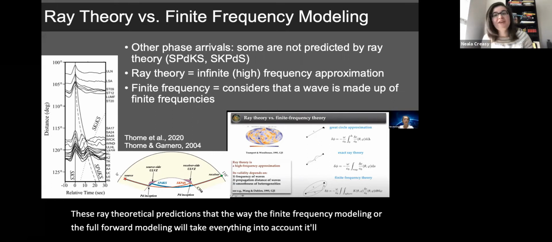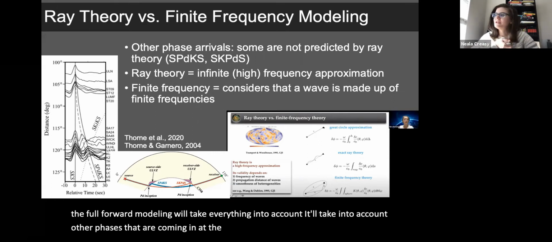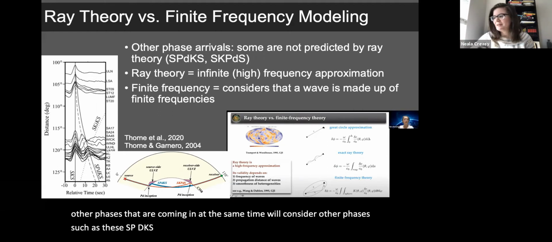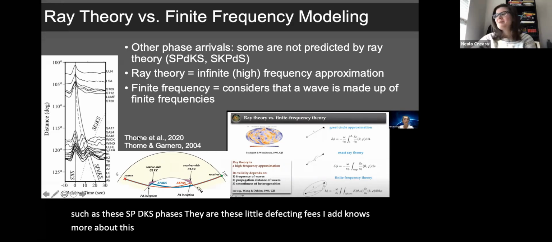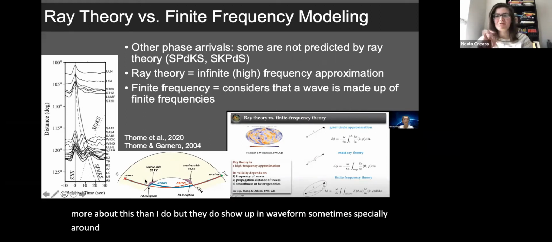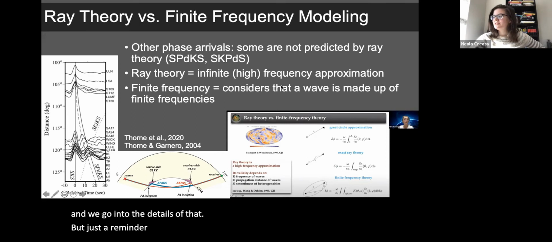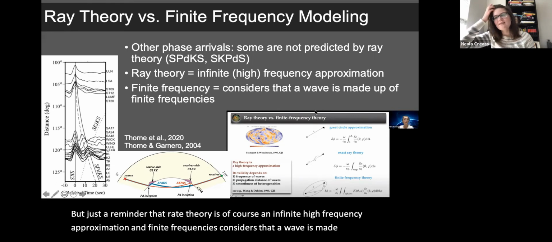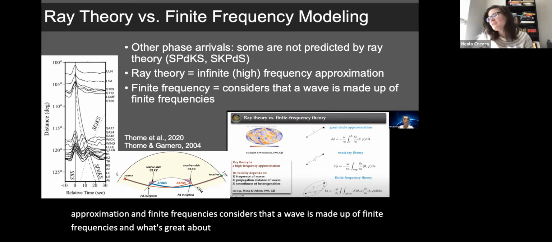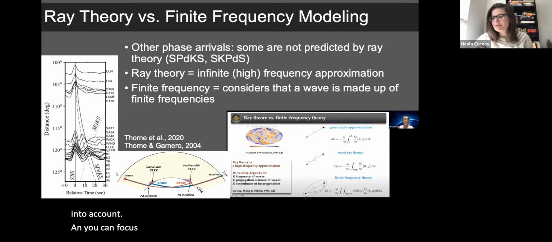It'll take into account other phases that are coming in at the same time, such as these SPdKS phases. They are these little diffracting phases. Ed knows more about this than I do, but they do show up in waveforms sometimes, especially around these regions known as ULVZs, ultra low velocity zones. I won't go into the details of that, but just a reminder that ray theory is, of course, an infinite high frequency approximation, and finite frequency considers that a wave is made up of finite frequencies. And what's great about 3D wave simulations is you can take that all into account, and you can focus on particular frequency bands. Okay.